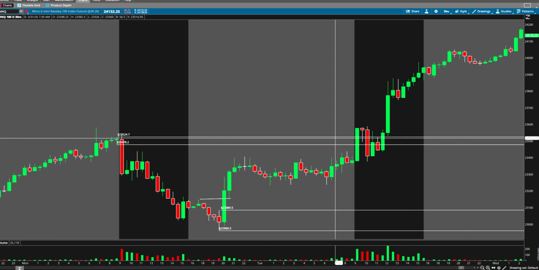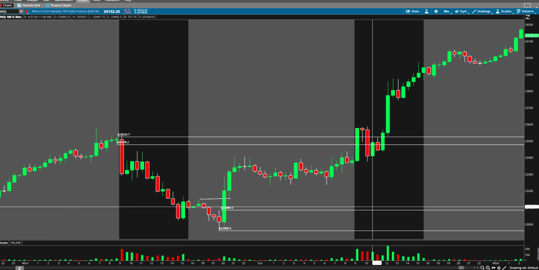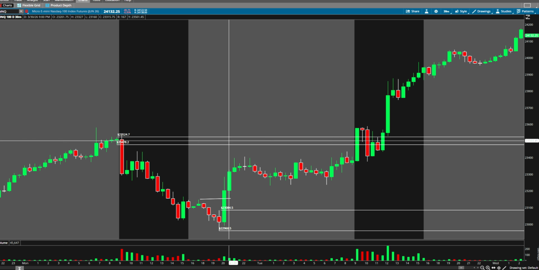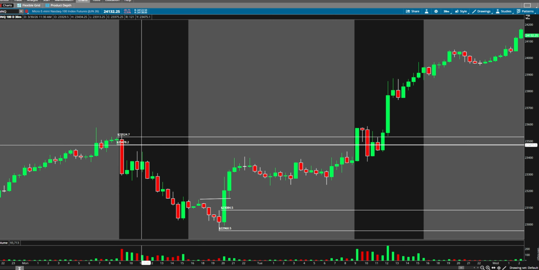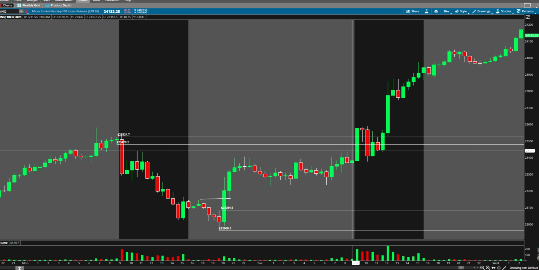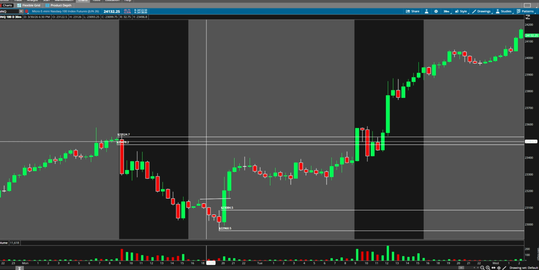Now, that doesn't necessarily mean that we just short off this level. There's a lot of other factors that we need to have in place. However, you can see the idea here of price wants to go between inefficient areas and to fill those gaps. And that's exactly what price did here. But let's draw our attention to this area here.